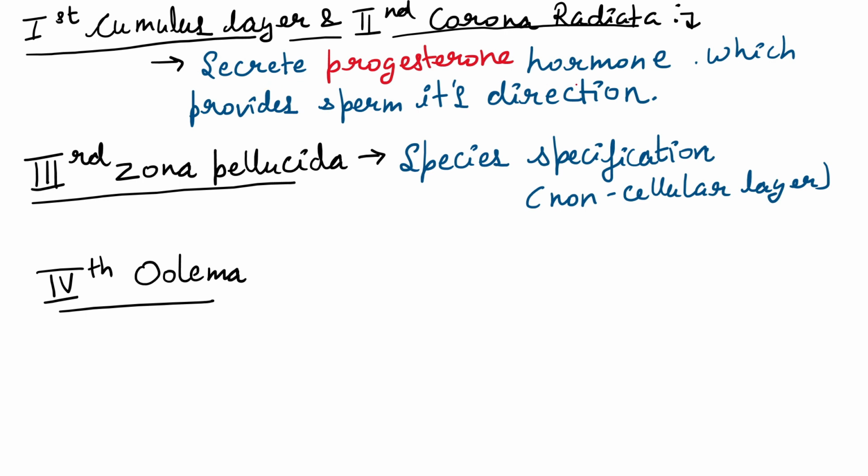Secrete progesterone hormone which provides sperms its direction. So progesterone hormone कौन secrete करता है? Cumulus layer and corona radiata, from which this sperm gets its direction. The third layer is zona pellucida. Zona pellucida is species specification, and this is a non-cellular layer. It is used to specify the species.